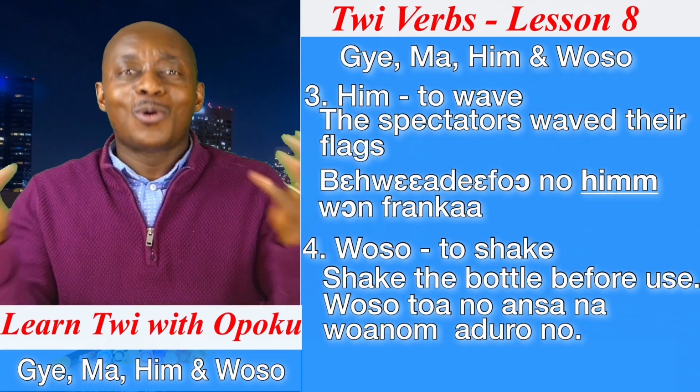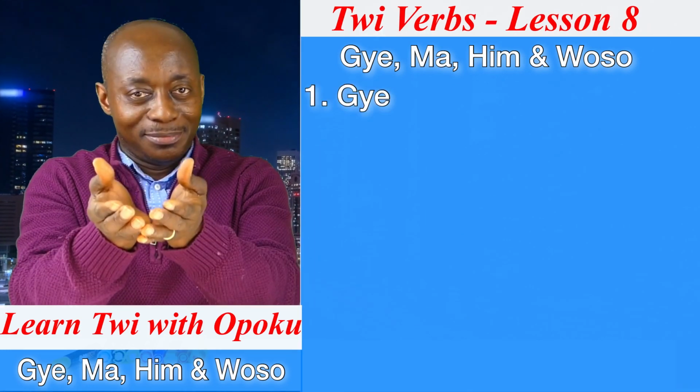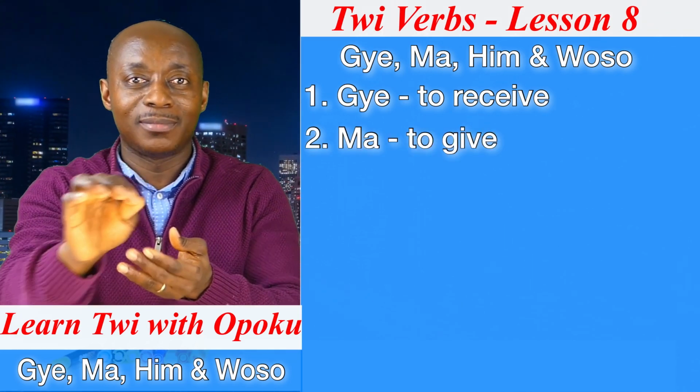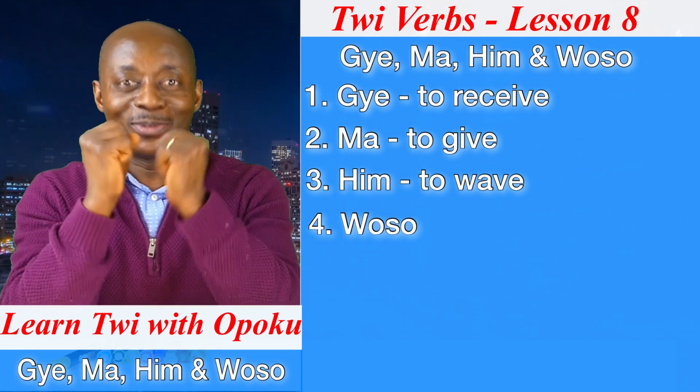Good. So what have we learned in this lesson? We have learned J, to receive, ma, to give, him, to wave, Woso, to shake.